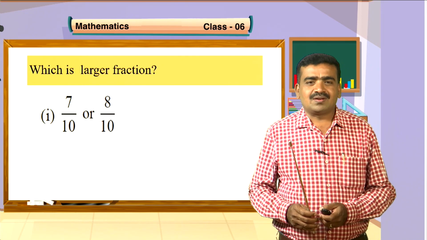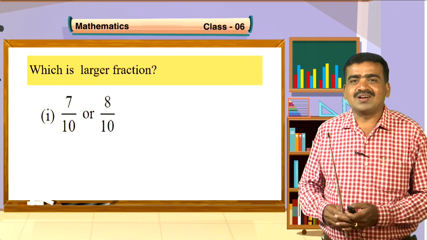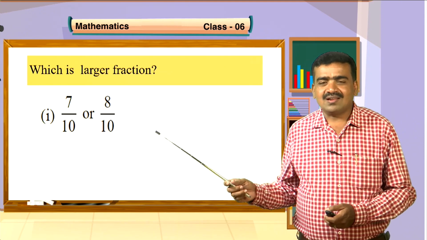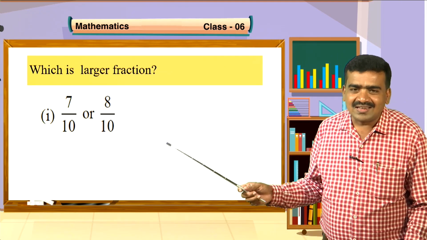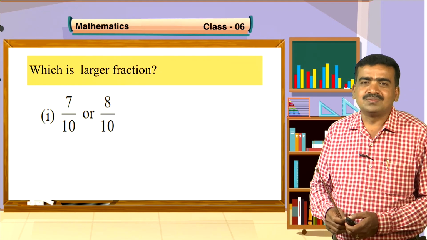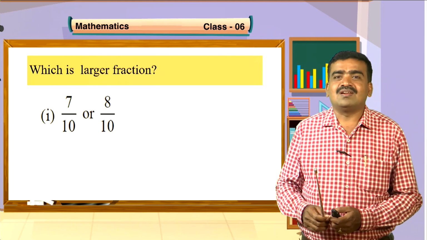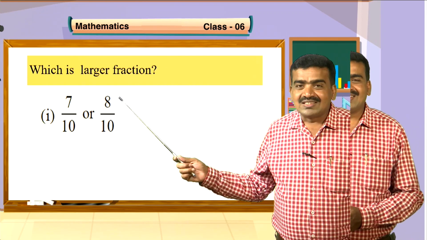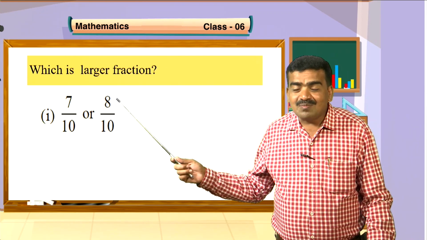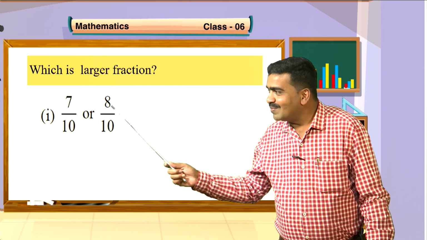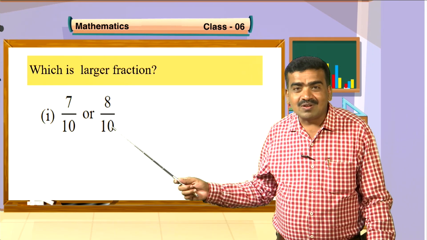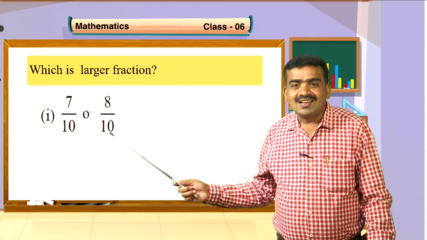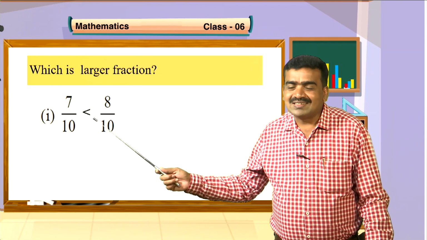Now, compare which is larger among the given fractions. Here 7 by 10 is given and 8 by 10 is given. Among these two, you have to identify the larger one. Which is the larger one in this case? According to the statement, 8 by 10 is greater than 7 by 10. Which symbol do we have to write over here? 7 by 10 is smaller than 8 by 10. I am using the smaller than symbol.